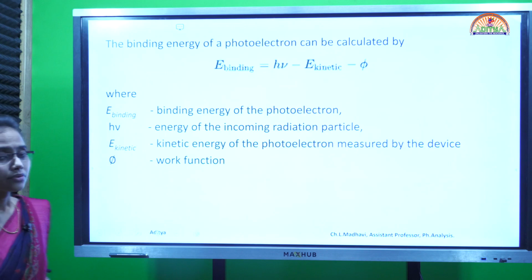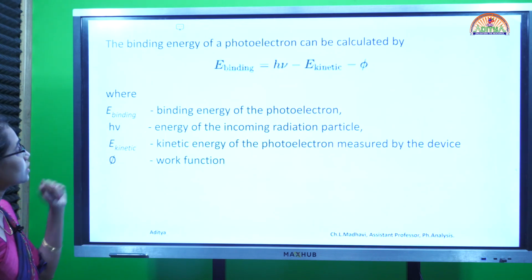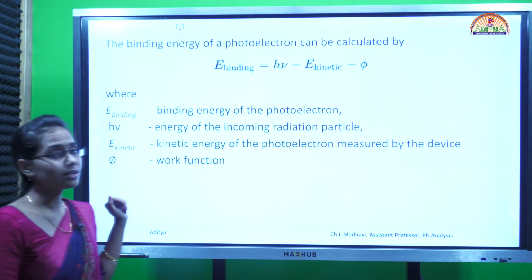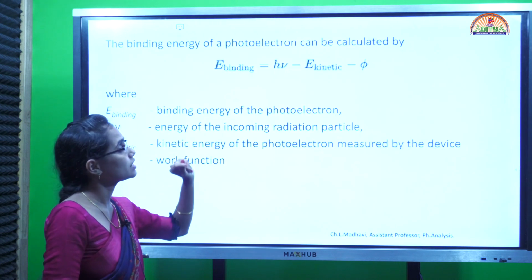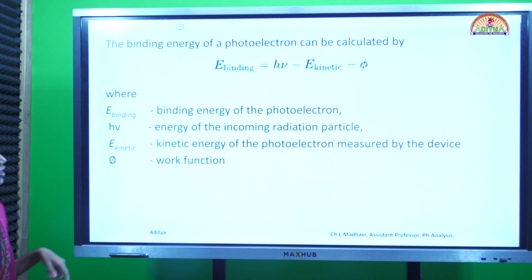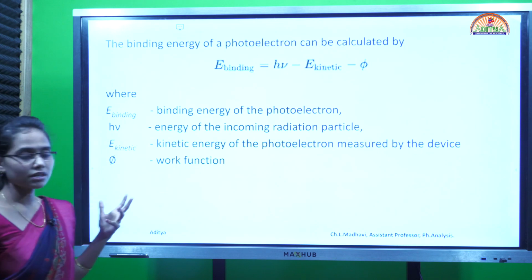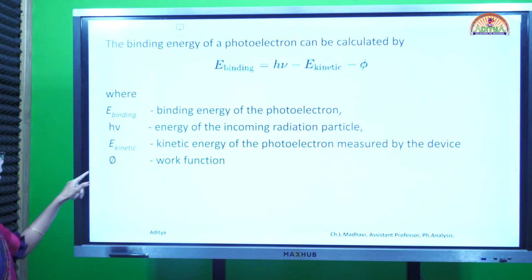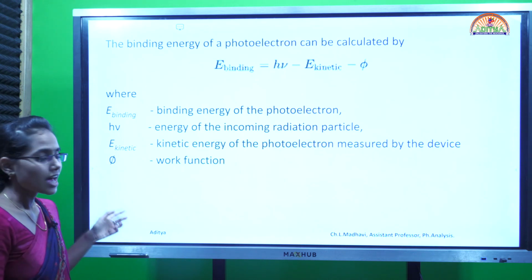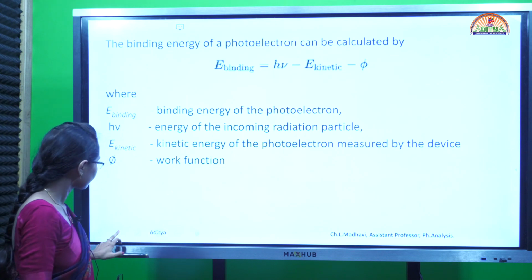So here, let us see the energies related to the photoelectrons and the angular electrons. The photoelectrons are associated with the binding energy, which is given by the formula E binding equals h nu minus E kinetic minus phi. So here E binding is nothing but the binding energy of the photoelectron. h nu is the radiation energy of the incoming radiation of the particle. E kinetic is the kinetic energy of the photoelectron, which is measured by the device, and phi is the work function. This work function is also given by the device itself.